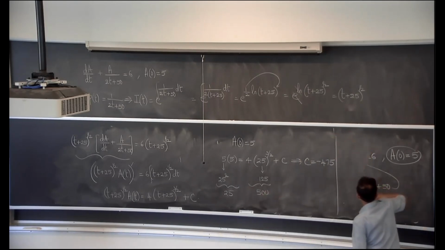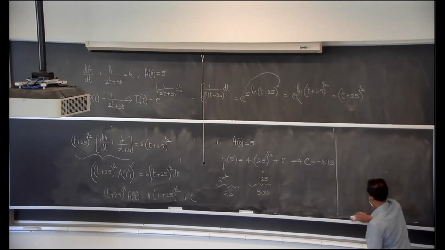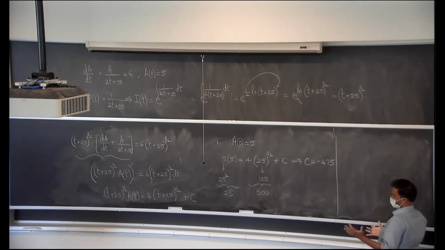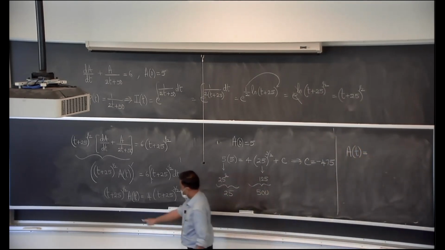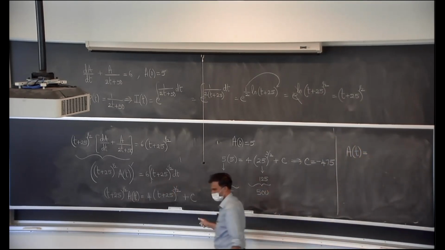All right, so we have everything now. So A of t, which is what the question is asking for. You can also divide both sides by t plus 25 to the power of half.